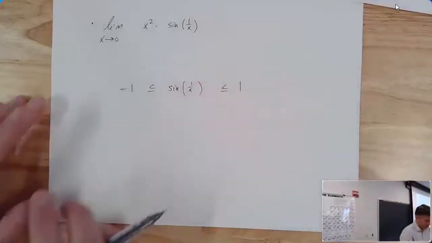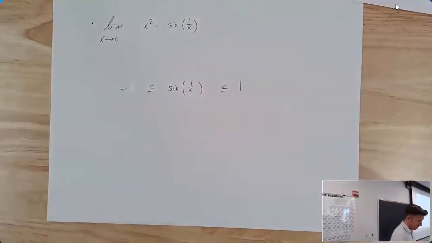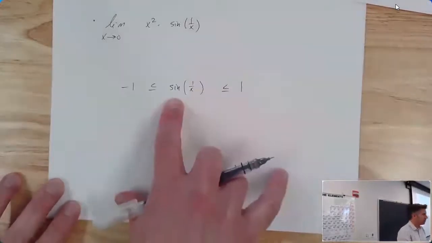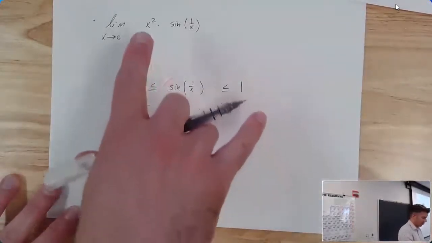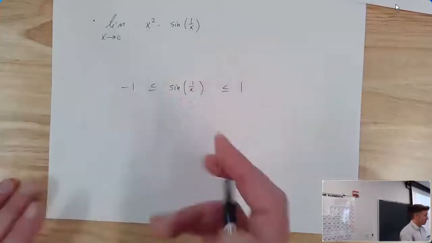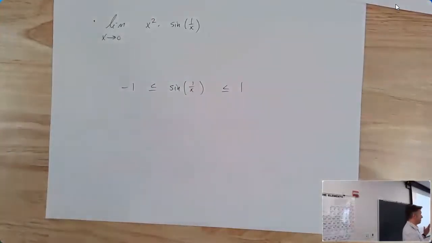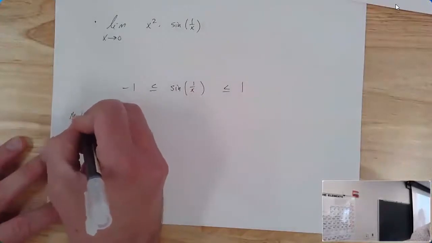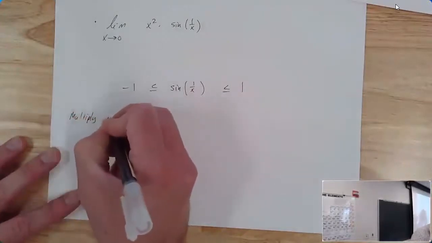So the whole process with the squeeze theorem is you take this inequality and then you try to make the middle part look like what you are trying to take the limit of. To do that, I'm going to use multiplication, division, addition, subtraction. I'm just going to multiply everything by what I need so that it looks like what I want it to be. Meaning I'm just going to multiply everything by x squared.